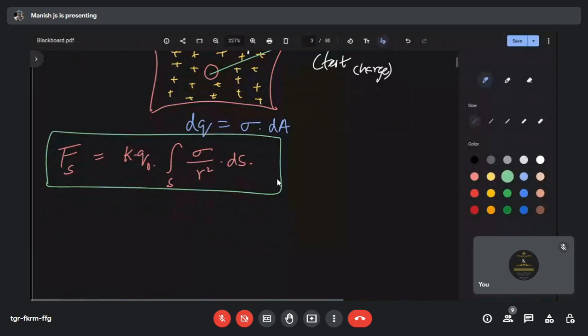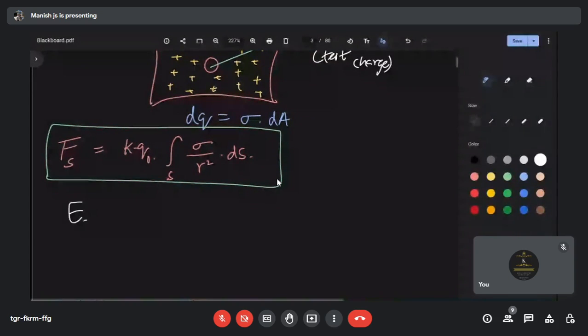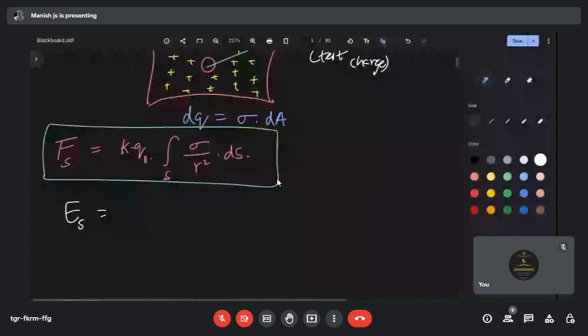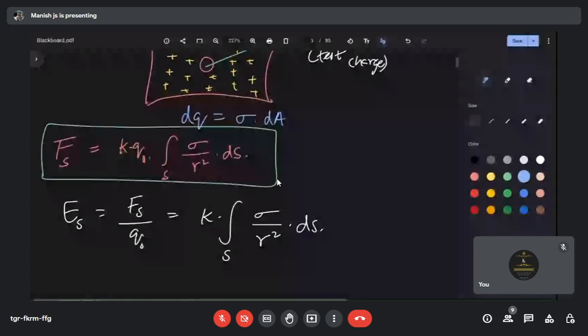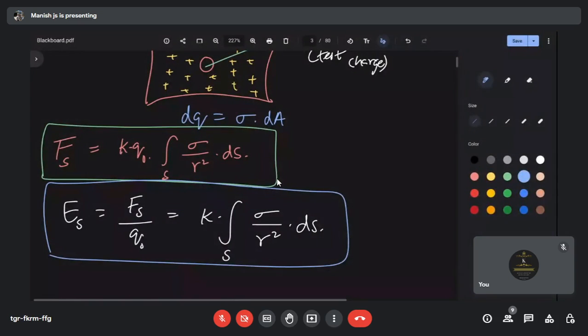Same way you can also find out what is the electric field at the surface. For electric field, what will happen? Only the Q naught term will go away, others will remain. Because E is equal to F upon Q naught, isn't it? This is a formula. So don't you think the Q naught will get cancelled? Yeah, so you will get K, again integral S, sigma upon R square into ds. That's it. So like this you can find out the electric field for surfaces. In general you can use this.